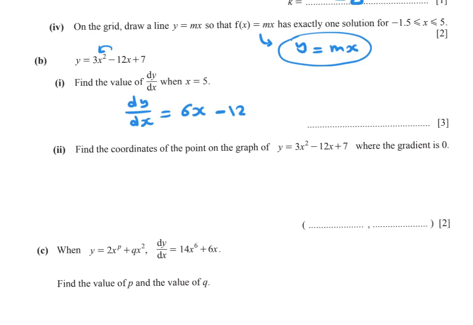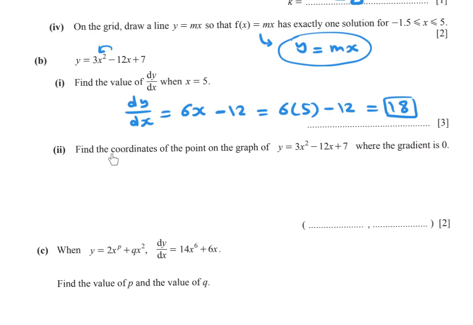The derivative of 3x squared is 6x, the derivative of negative 12x is negative 12, the derivative of 7 is 0. So dy over dx equals 6x minus 12. I need dy over dx when x is 5, so put x equals 5. Now 6 times 5 is 30, minus 12 equals 18. So the answer is 18.